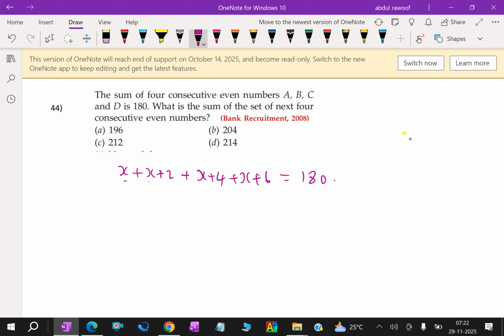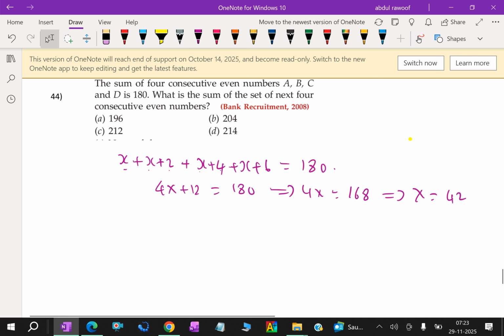X, 2x, 3x, 4x, 2, 6, 12, 180, which gives 4x equal to 180 minus 12 is 168, and which gives x equal to 168 divided by 4 is 42. X is 42. Next, the sum of the set of next 4 digits.